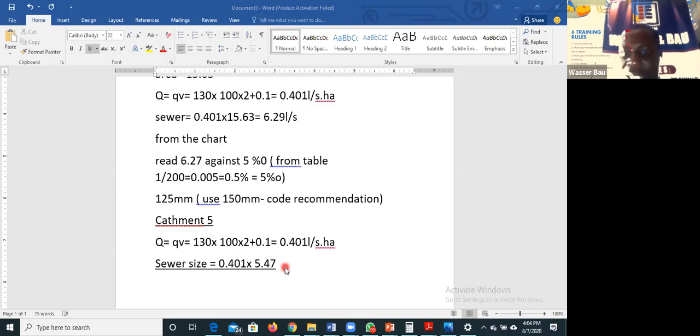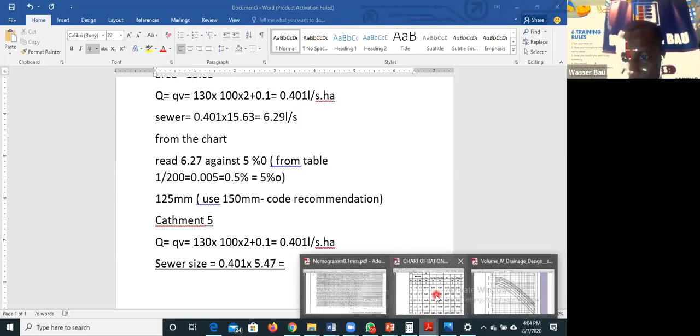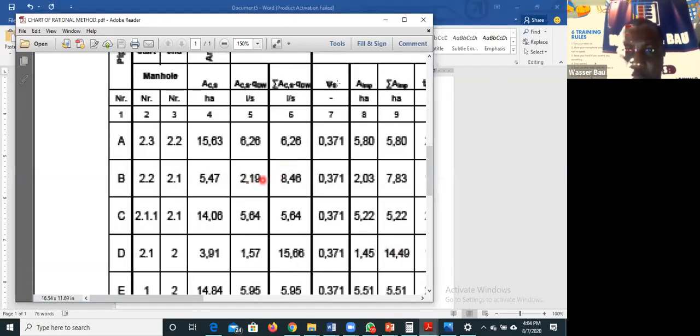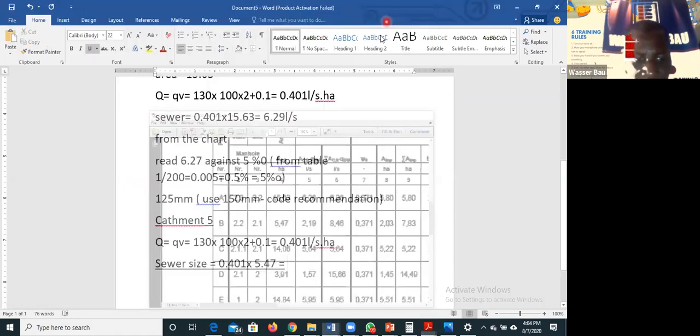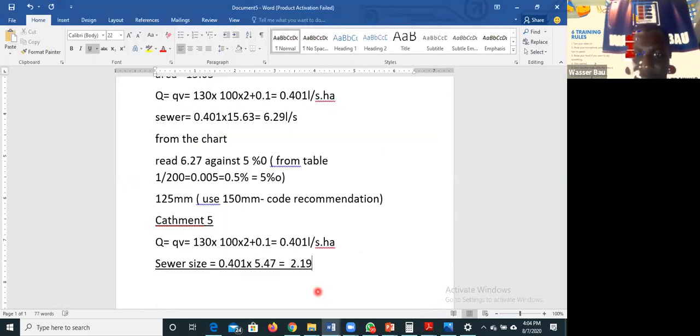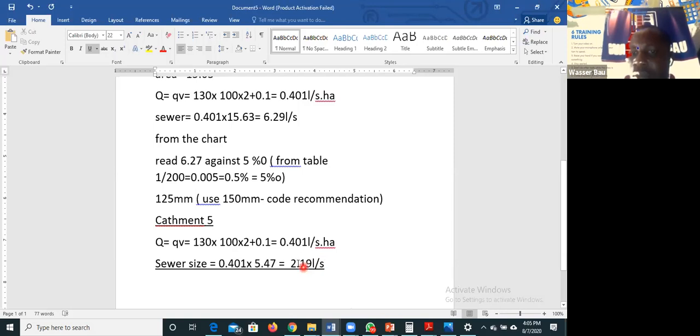So now, what will this give you? If I want to see what it will give me, I'll just go to this chart. It will give me 2.19. Somebody can use his calculator and see if I'm wrong. 2.19. This time around, it's not going to be liter per second because I've multiplied it by the area. So area will eliminate the hectare. With this, I can now size the pipe based on this. But let's calculate the sizes first.